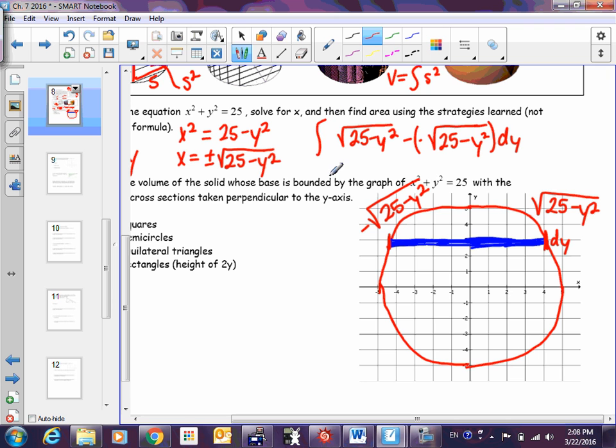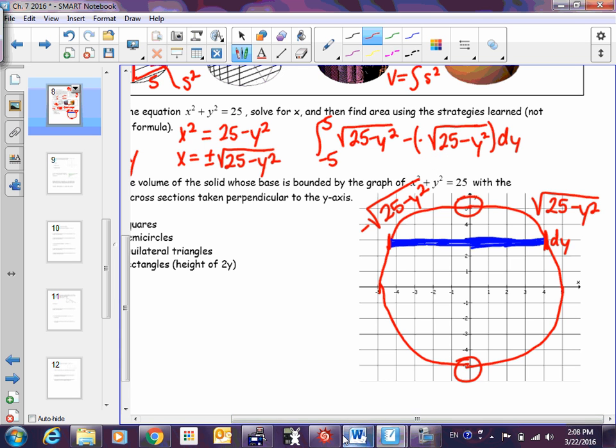And then we integrated, and what would the bounds be on this problem? Yeah, we'd go bottom to top, negative 5 to 5. And what the integration does is it adds up all the skinny rectangles so that we get a shaded in area. All right, I already know the answer to this should be 25 pi.